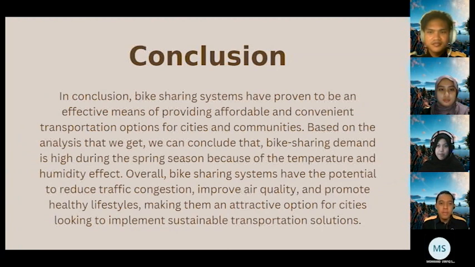Conclusion. In conclusion, bike sharing systems have proven to be an effective means of providing affordable and convenient transportation options for cities and communities. Based on the analysis that we get, we can conclude that bike sharing demand is high during the spring season because of the temperature and humidity effect. Overall, bike sharing systems have the potential to reduce traffic congestion, improve air quality, and promote healthy lifestyles, making them an attractive option for cities looking to implement sustainable transportation solutions. That's all from us.